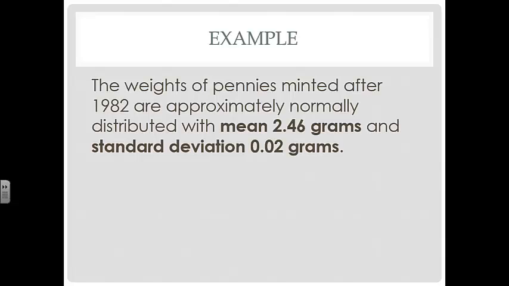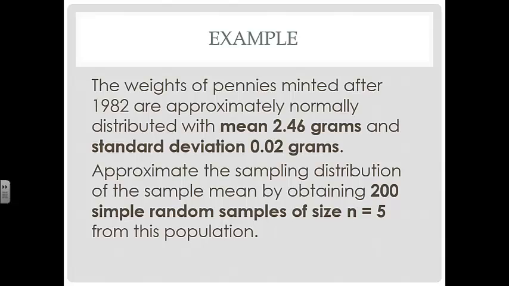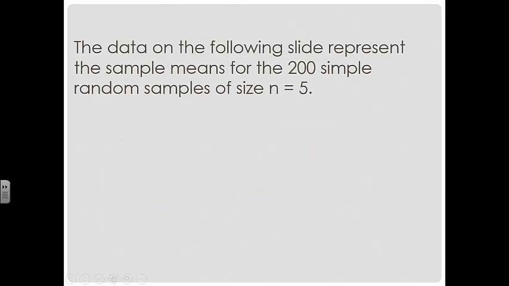The weights of pennies minted after 1982 are approximately normally distributed with a mean of 2.46 grams and a standard deviation of 0.02 grams. Approximate the sampling distribution of the sample mean by obtaining 200 simple random samples of size n equals 5 from this population. The data on the following slide represent the sample means for the 200 simple random samples of size n equals 5.